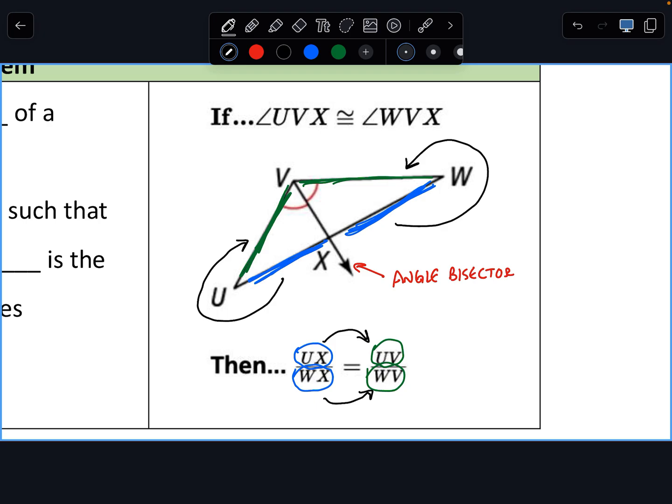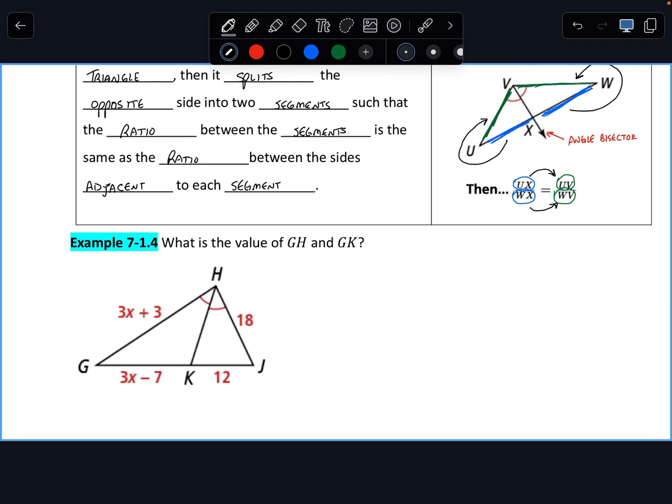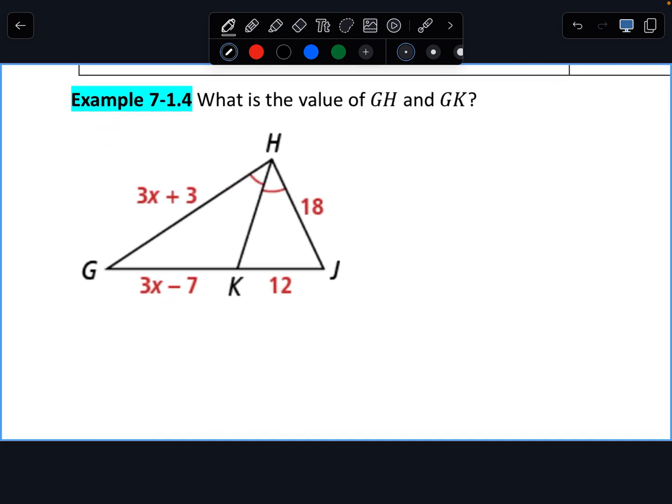All right, let's look at an example of how to use this angle bisector theorem. What is the value of GH and GK? Now notice here it's not asking me for the value of X. So I'm going to have to find a value of X first and then plug that back in to get my actual values.